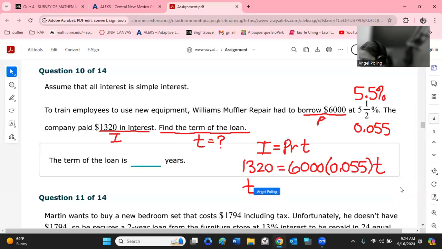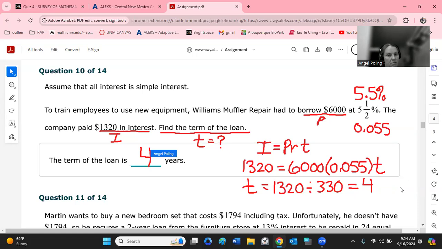So T is 1320 divided by the product of 6,000 and 0.055, which is 330. And then that division yields 4. So 4 years is the term of the loan.